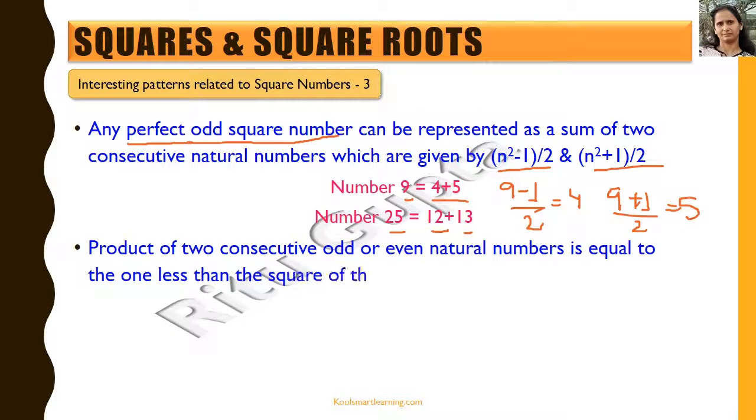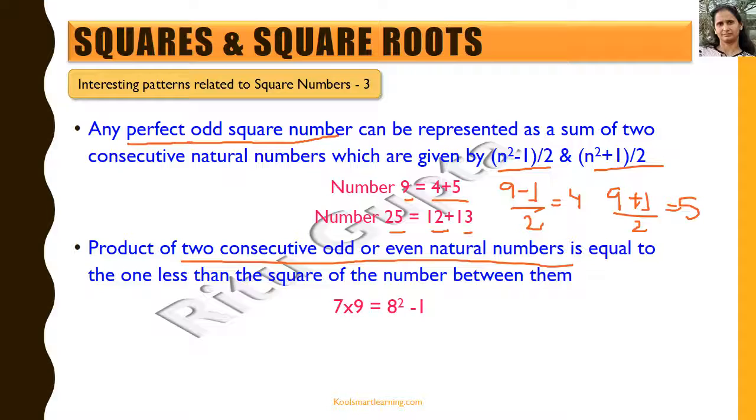Now another property of square numbers is that the product of two consecutive odd or even natural numbers is equal to 1 less than the square of the number between them. Let's take an example of this. We are saying product of two consecutive numbers, where we are taking two consecutive odd numbers, which is 7 and 9, or we could take two consecutive even numbers, which could be 8 and 10 or any such numbers.